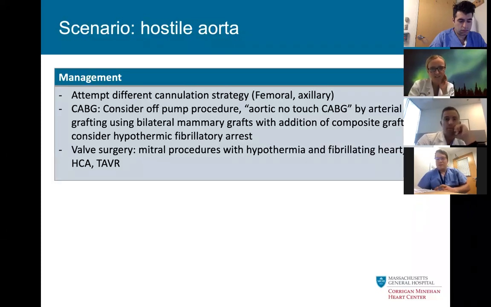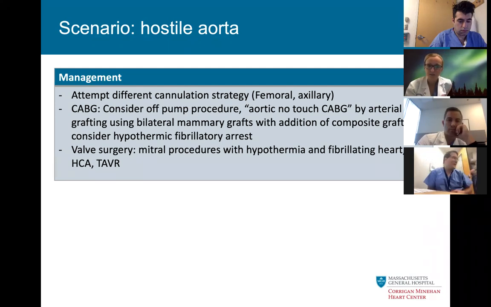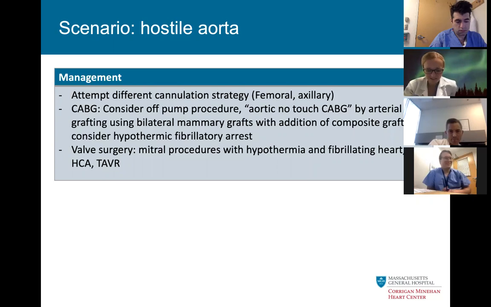Excellent. Yeah, so try different cannulation strategy depending on what you're doing. Axillary, femoral, consider off pump procedure. And if you're doing valve surgery, you can try the procedure, for example, for mitral, so you could do hypothermia, fibrillating heart, HCA, or do a TAVR instead. Any other suggestions by the attendings in terms of managing the aorta that's not easily cannulatable?